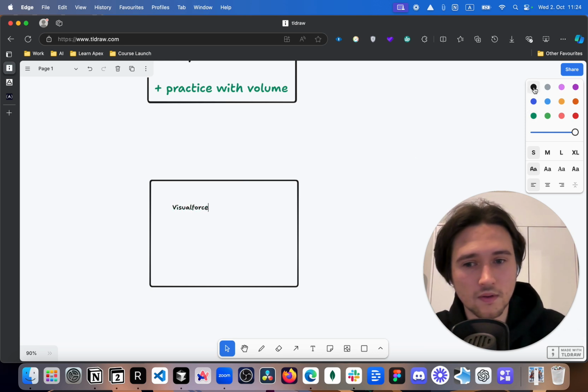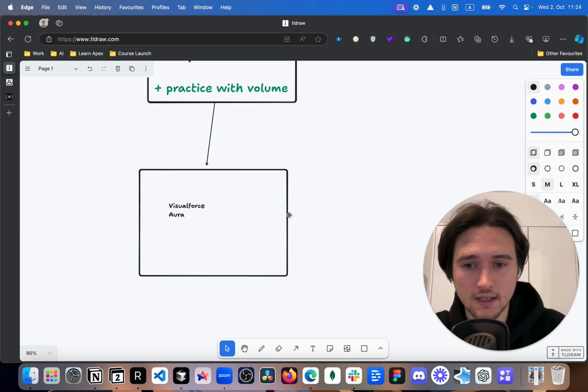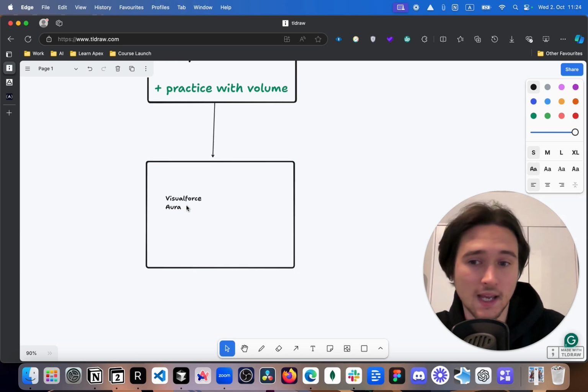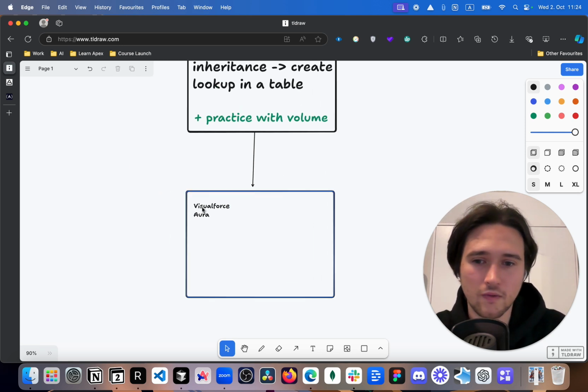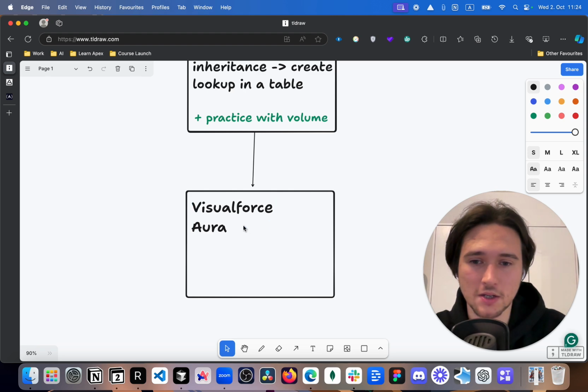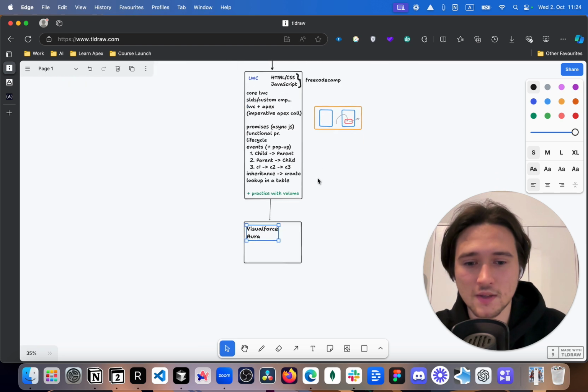Visual Force and Aura. I discuss those things with my students. I know that those types of things are outdated. I know that Visual Force is used mainly just for PDF creation, but I still do it. It still makes sense to discuss them.